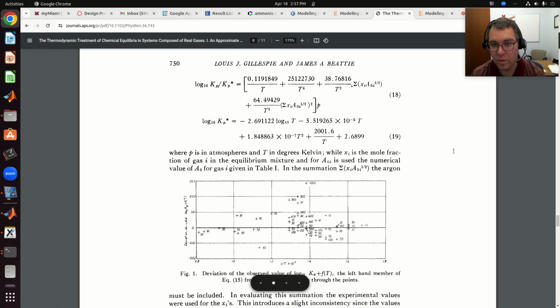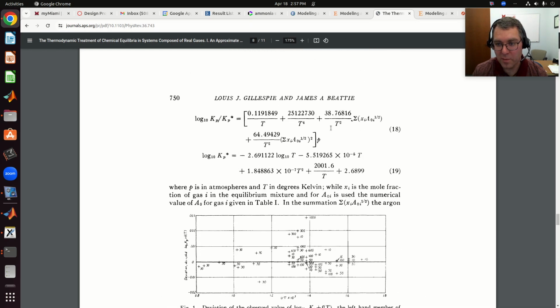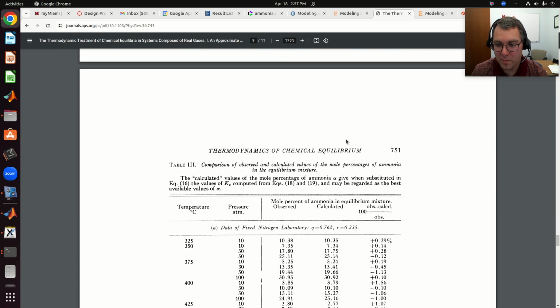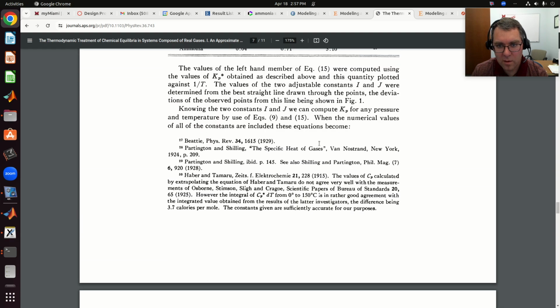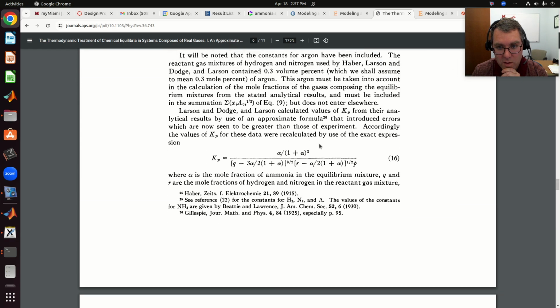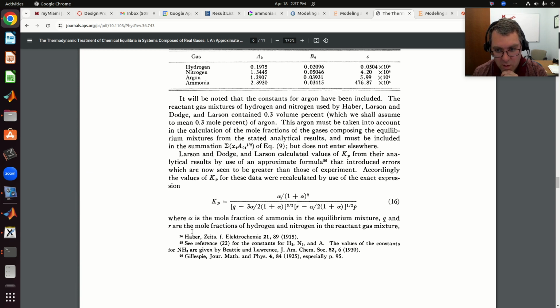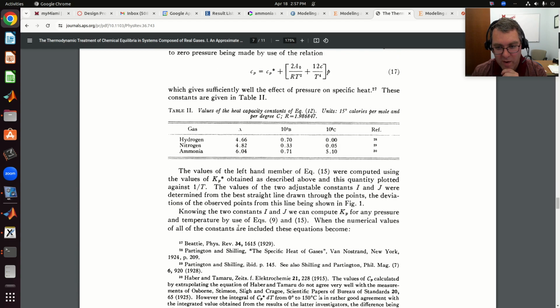Then I'm going to go over to CHEMCAD, and to be honest with you, it took me a couple of times looking at this to make sure I have it right. What we have here in table 3 is that the Gillespie paper includes data. They have a feed, and I'm pretty sure Q and R are the mole fractions of hydrogen and nitrogen reactants. So Q is the mole fraction of hydrogen, R is the mole fraction of nitrogen.